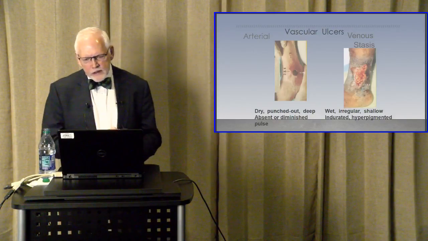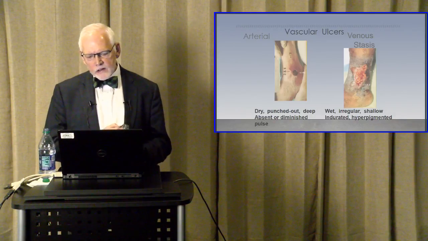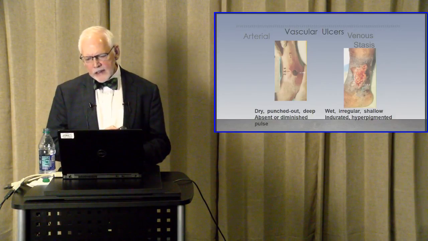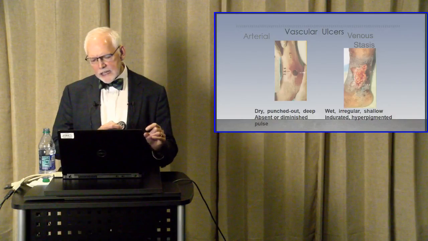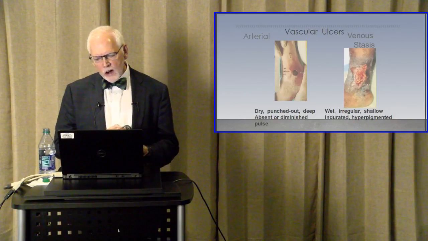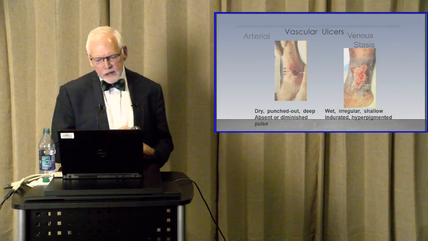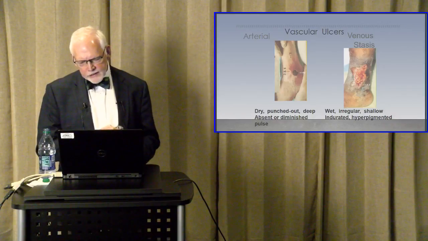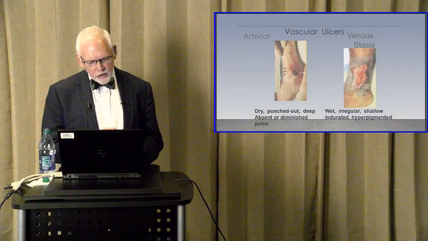So here's a comparison of a venous ulcer on the right and an arterial ulcer on the left. The venous ulcer is shaggy and irregular in shape. The arterial ulcer looks more punched out and deep, and can have an eschar on the surface. You never say never, but it's very, very uncommon to see an eschar on a venous ulcer. They're more wet, and arterial ulcers tend to be more dry.